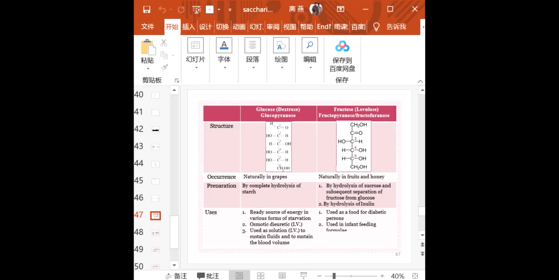But only a small part of fructose is converted to glucose after the gastrointestinal absorption. So it will not lead to obvious blood glucose rise for diabetes patients.